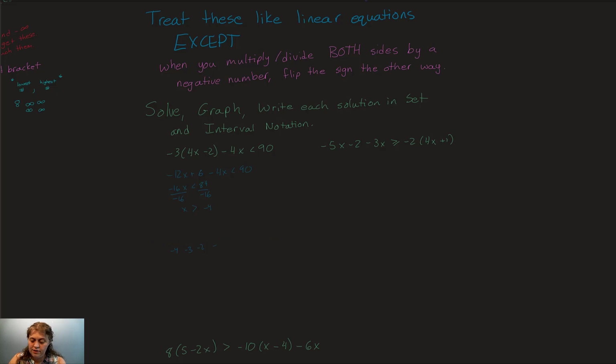Personally, when I'm graphing things, I only put the interesting numbers on there. I don't care about the rest of this. I just care about -4. And I want an open circle, and I want x to go that way. I want it to be bigger. And that's all I do.